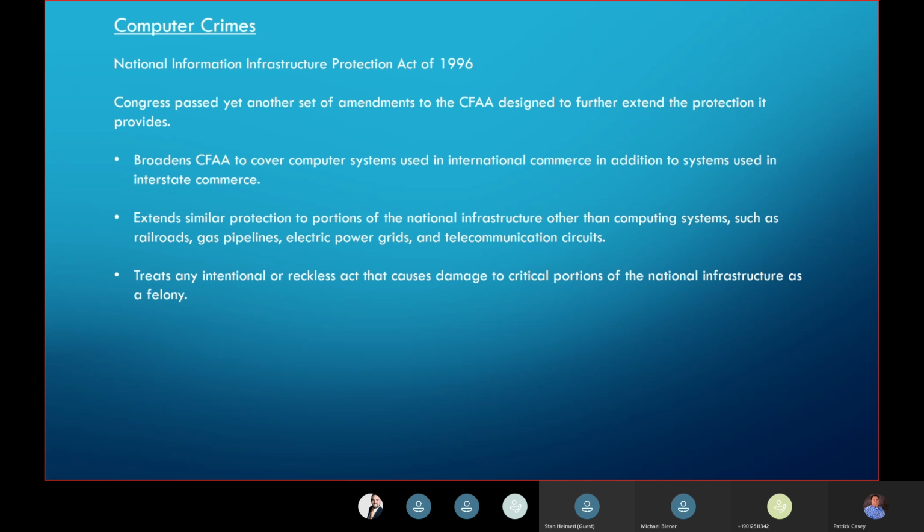I think the first ones that CFAA went to was between Canada and the U.S. because it's an international boundary. So those are signs of the government starting to take a broader stance on some of these interactions. This extends similar protection of portions of the national infrastructure other than computing systems, such as railroads, gas pipelines, electric power grids, and telecommunication circuits.